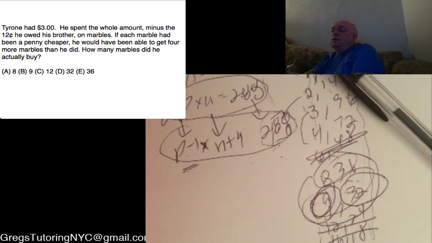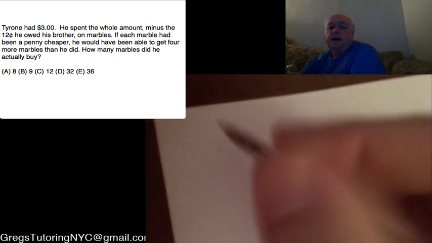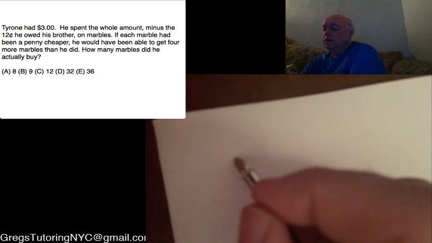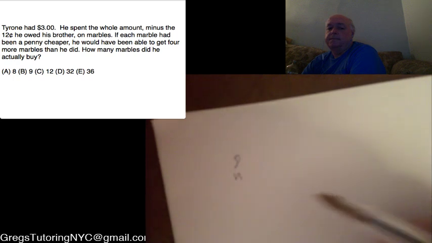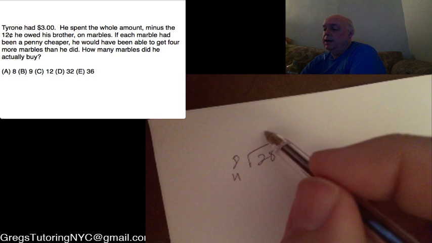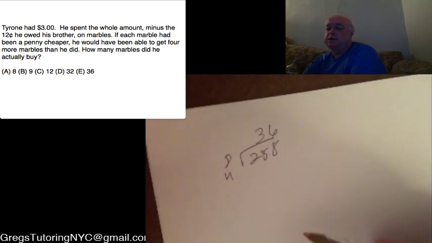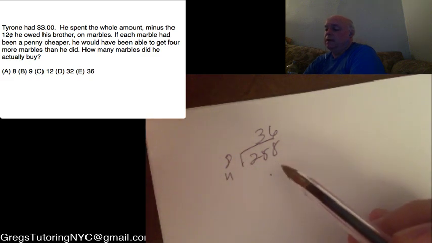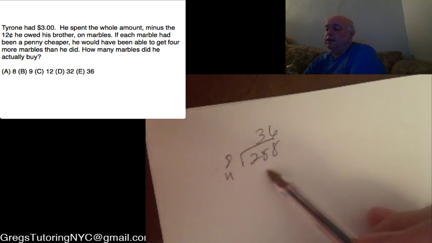So if we look at the numbers, if we take A, it says how many marbles did he actually buy? So if he bought 8 marbles, this is N, right? And we divide that into the 288. Okay, we end up getting 36. We know that already because that was the numbers on the factor pairs. But if we actually did the division, that's what we get. Right? Because we have 240 plus 48, we got 288.